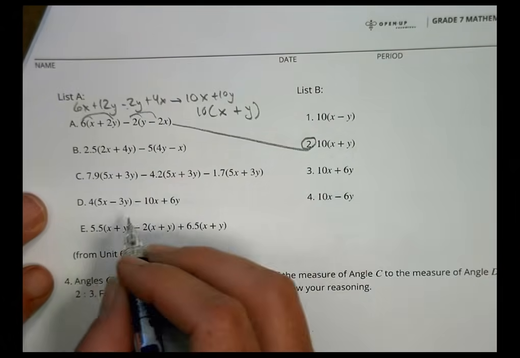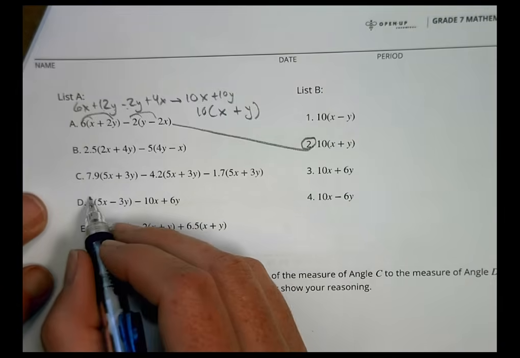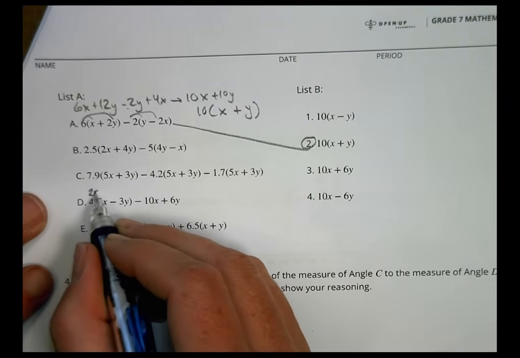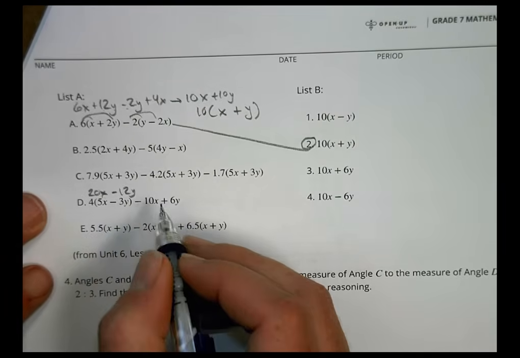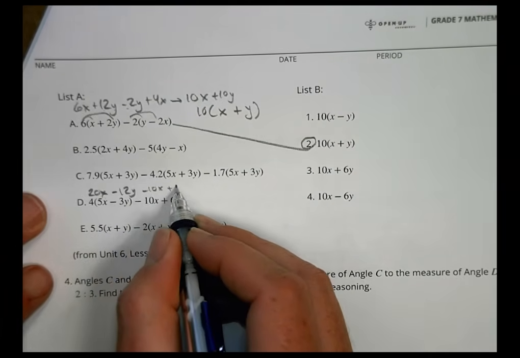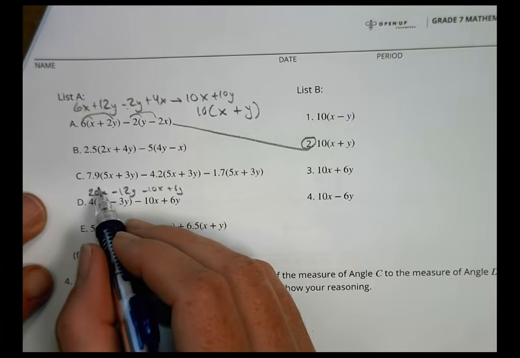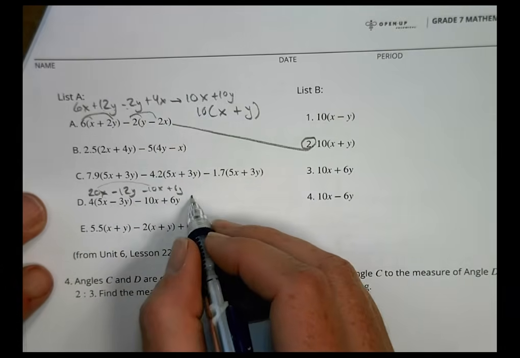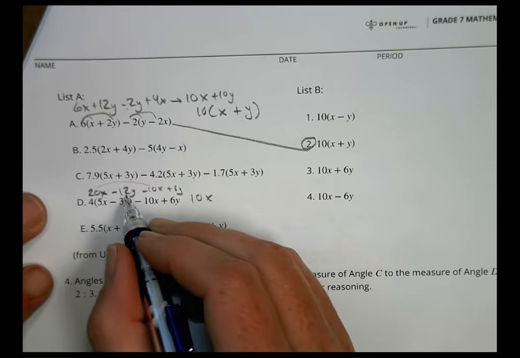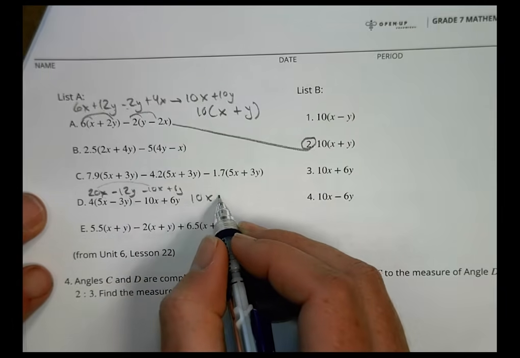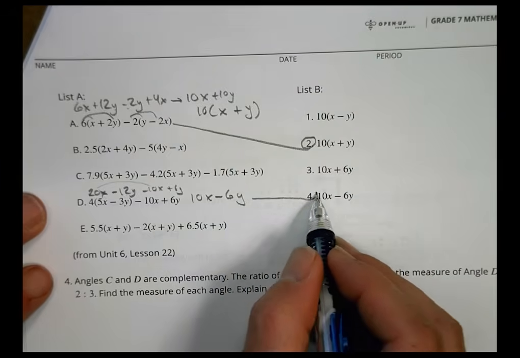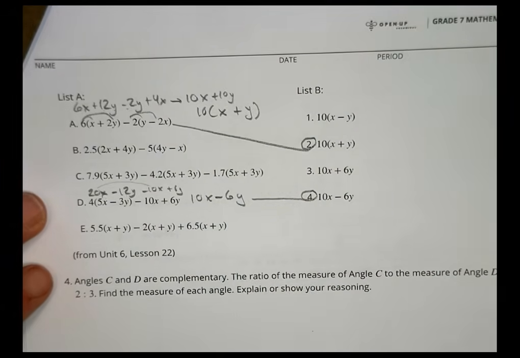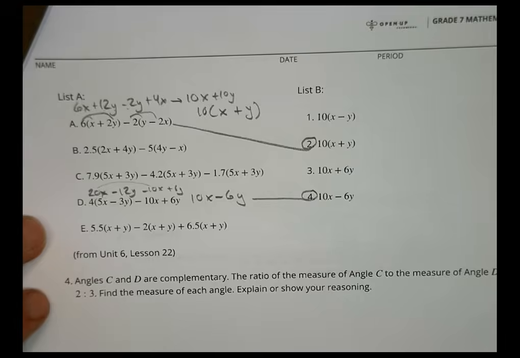Alrighty, if I look at this, let's look at D real quick. 4 times 5 is 20x, 4 times negative 3 is minus 12y, and then I have minus 10x plus 6y. Combining things, 20x and minus 10x becomes a positive 10x, minus 12 plus 6 becomes a minus 6y, and I can see that one looking me right in the eye right there. So make sure you do the same thing for B, C, and E.